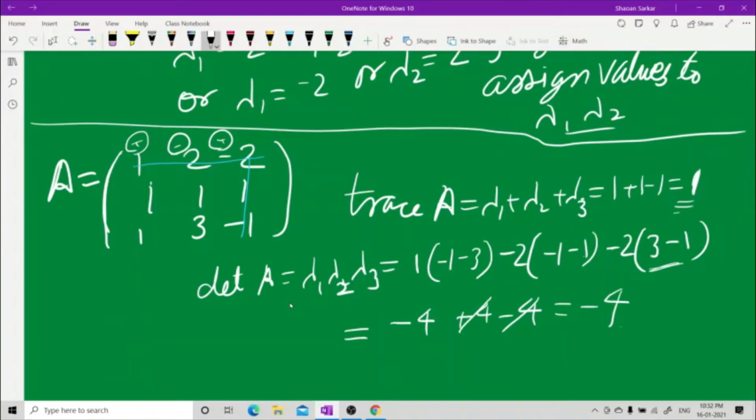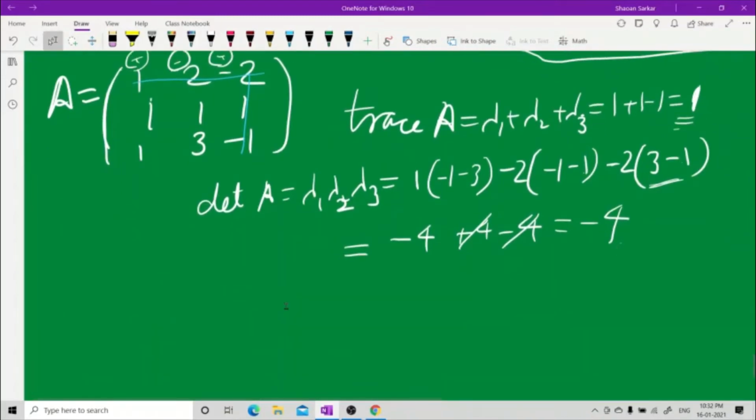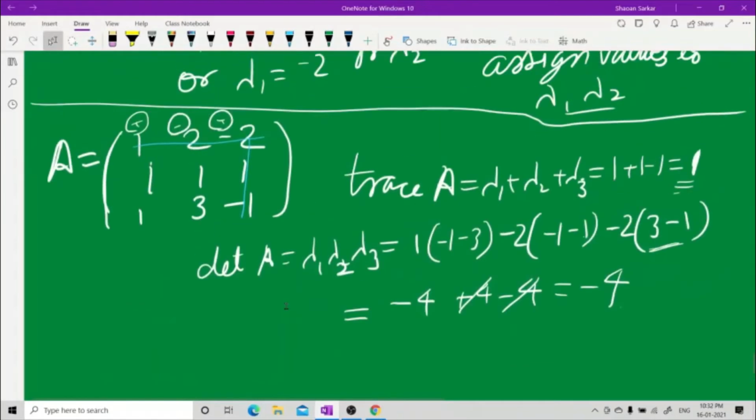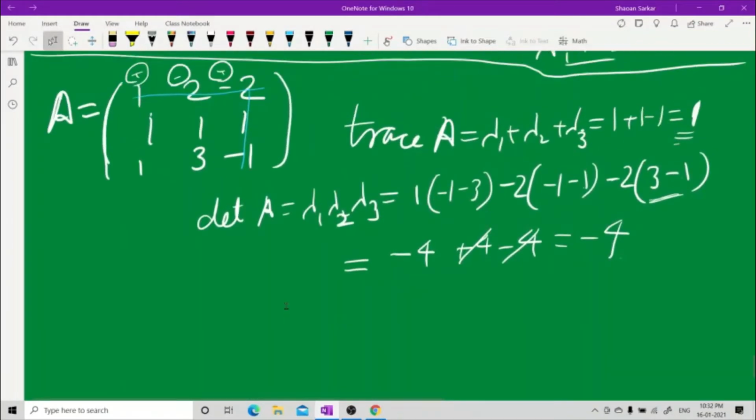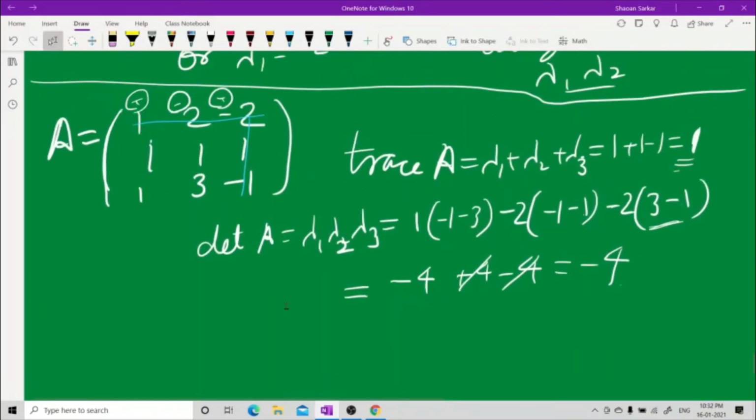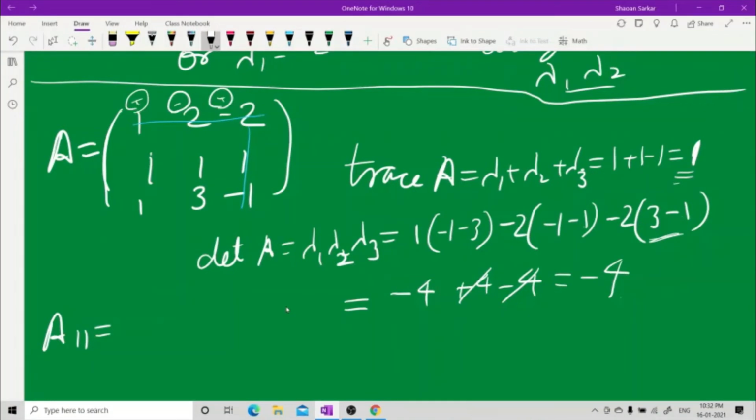So now you got trace and determinant. Now I will show you how to use A11. How to find A11? It will be exactly like finding the minor M11, with the sign, minus A11. Now let me rub all this.